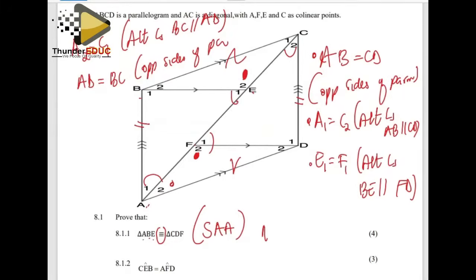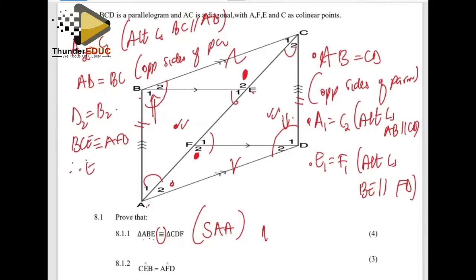B1, we don't need the B1. B and the D, so these angles and these angles are going to be the same. But since we say that this triangle is congruent to this one, B1 is the same as D1, meaning that D2 should be the same as B2. So we're going to say that BCE is congruent to AFD. And if they are the same triangles, then we can draw the conclusion that therefore E2 must be the same as F2.